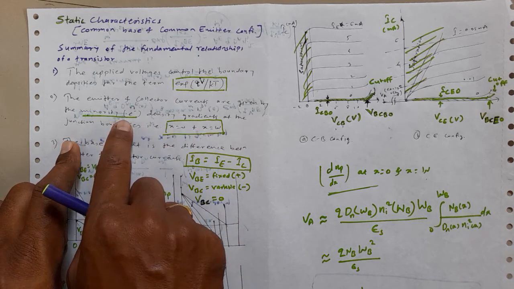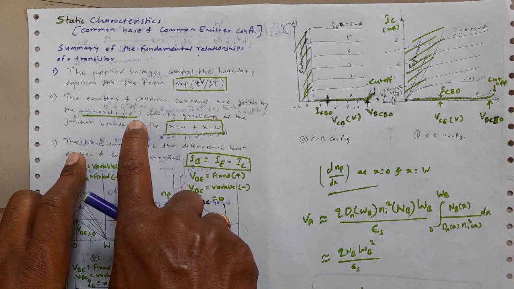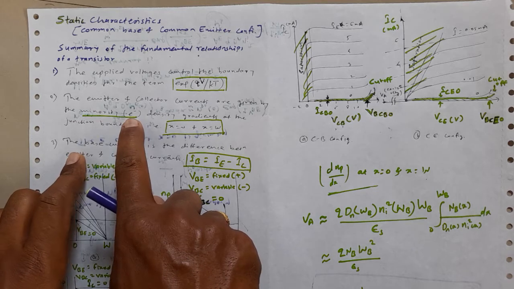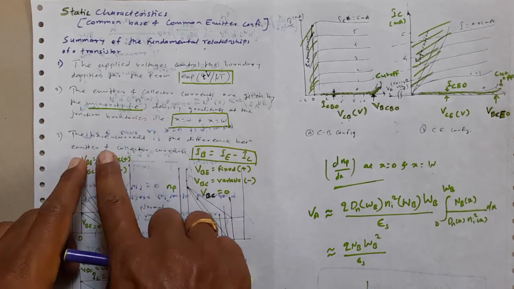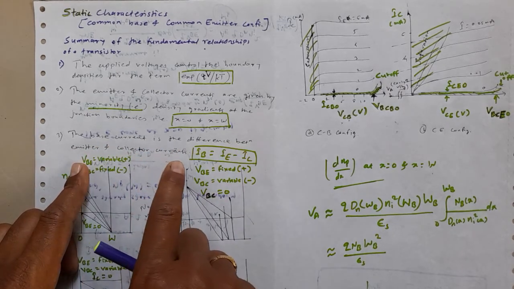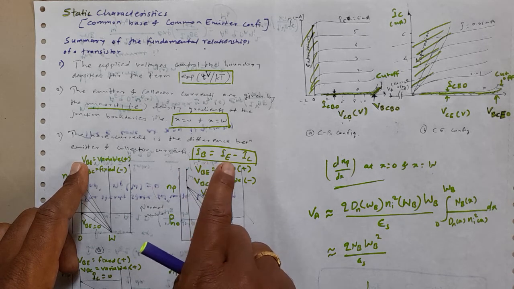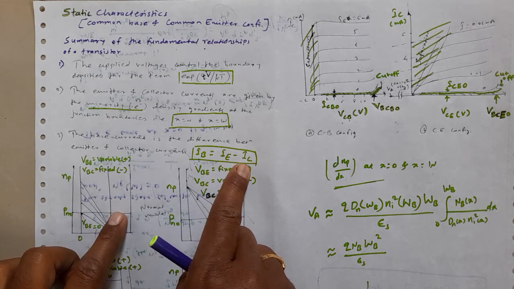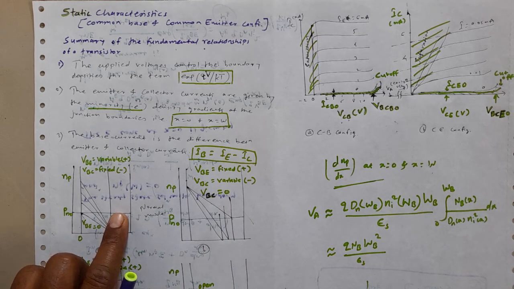Minority carriers are electrons in this case, because the base is p type, so obviously the minority carriers will be the electrons present within it. Then the third one: the base current is the difference between the emitter current and the collector current, as we know the emitter current is the summation of the base current and the collector current, okay. So this is the summary.